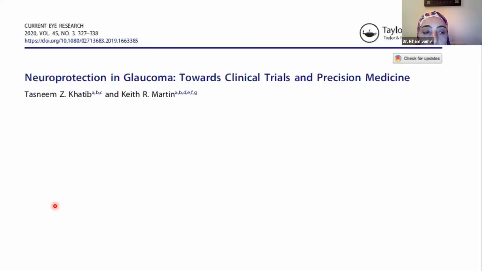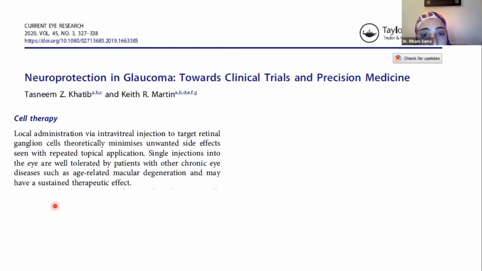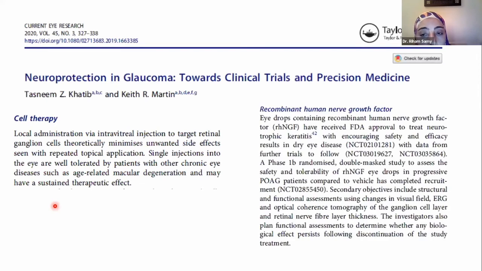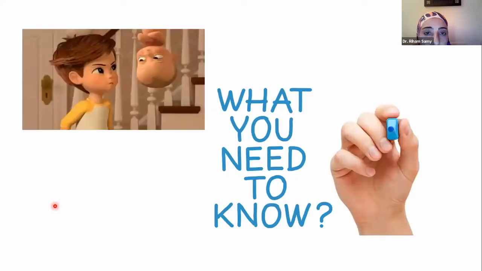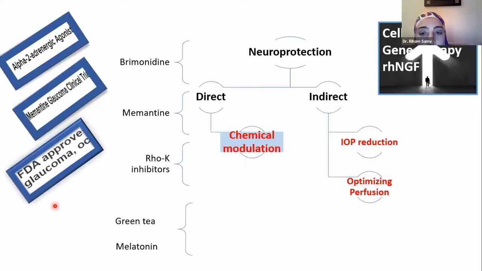So it's hoped that this opens the door for cell therapy by injecting intravitreal mesenchymal cells, or by injecting recombinant human nerve growth factors, or even by gene therapy. Okay, to sum up what I said, we have two types of neuroprotection, the direct and the indirect.